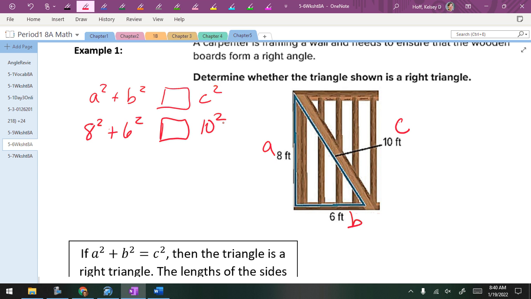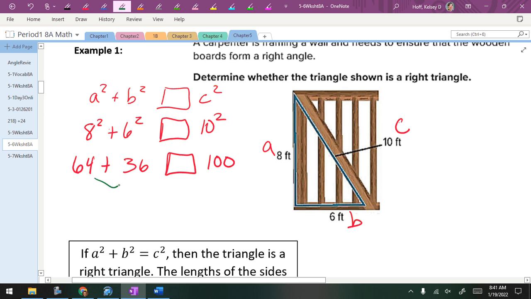Eight squared is what, Petro? 64. 6 squared is 36. 10 squared is 100. What do I do next? Add them together. 64 and 36 is 100. So what symbol am I going to put in there? Equals. But what is my answer?